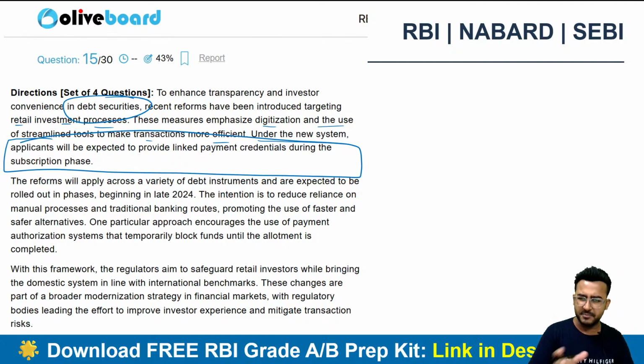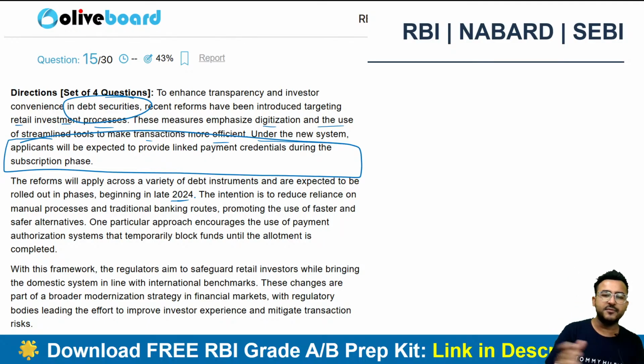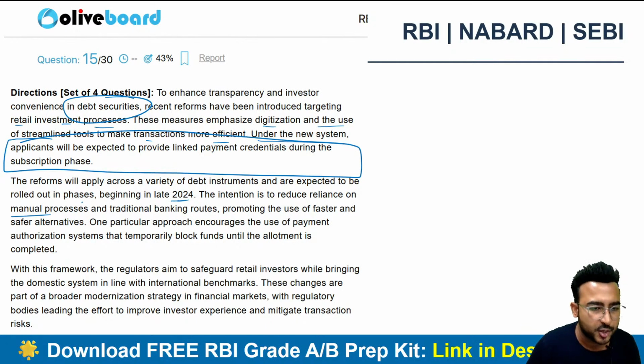Okay, now this is a memory based paper. Definitely it can be somewhat 19-20 as compared to the actual exam para, right? Nobody can replicate the actual exam para. The reform will apply across a variety of debt instruments and are expected to be rolled out in phases beginning in late 2024. We are first reading the paragraph and then we'll be discussing about the questions. Okay, the intention is to reduce the reliance on manual processes. So we are curbing the manual processes as of now and the traditional banking rules, promoting the use of faster and safer alternatives.